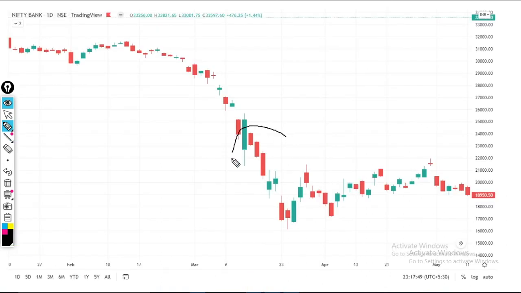We can see a three black crows pattern right here. The second candle has formed inside the body of the first candle and it has ended below the low of the first candle. The third candle has opened inside the body of the second candle and it has closed below the low of the second candle. Our entry should be as soon as the low of this first candle is broken, and our stop loss should be at the high of this red candle.